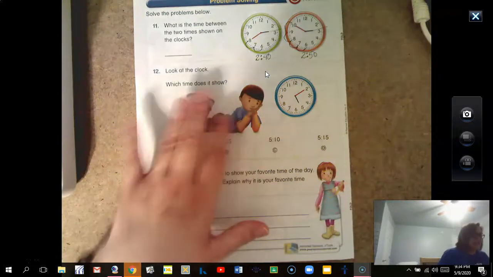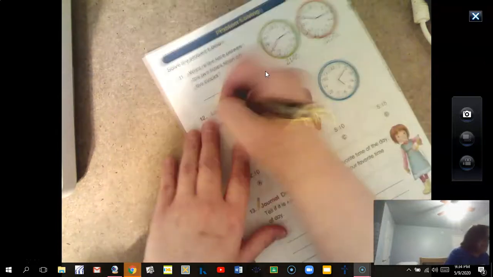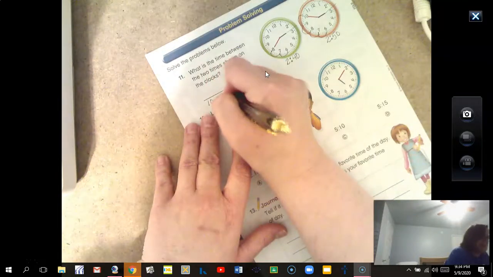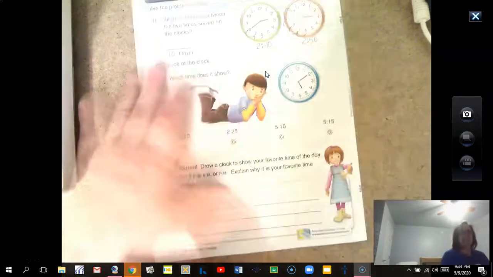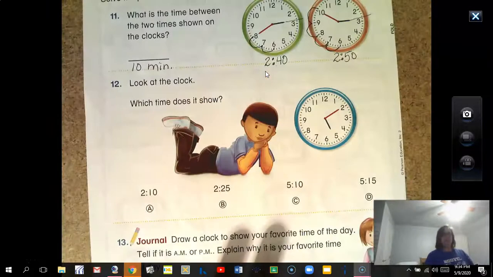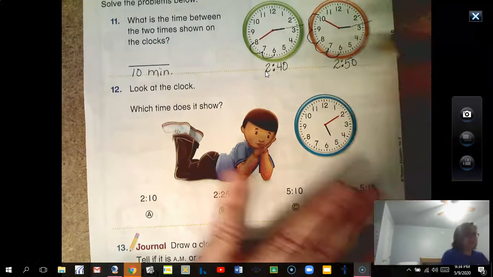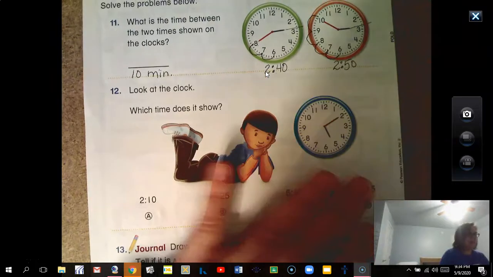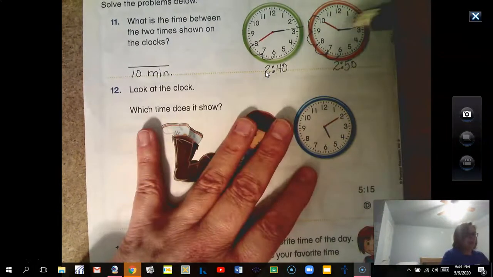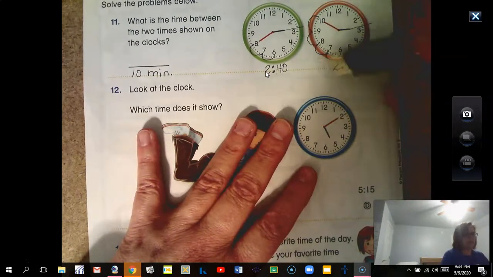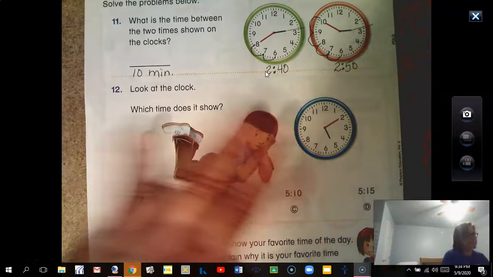Ten more minutes. So it moved 10 minutes. So I'm going to put 10 minutes down here, and I want you guys to do that as well. So it only moved 10 minutes from this time to this time. But they really want us to know what time is between there that we missed when we're counting by 5s, which is kind of crazy.